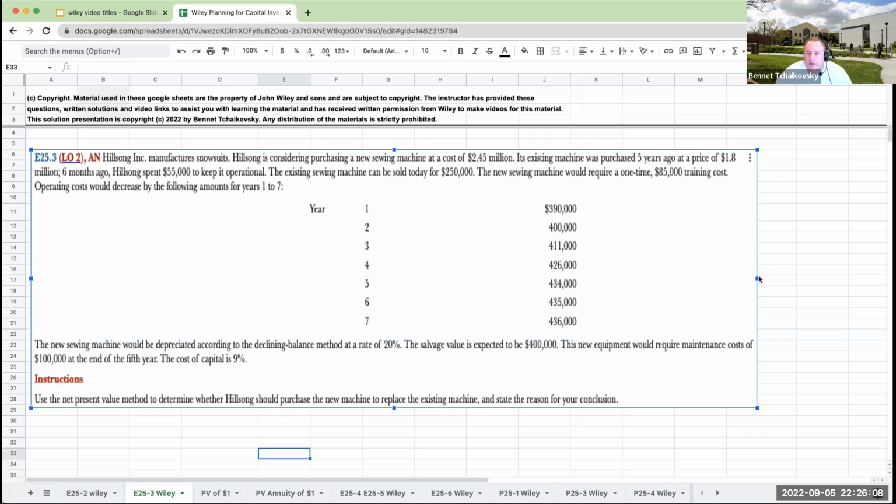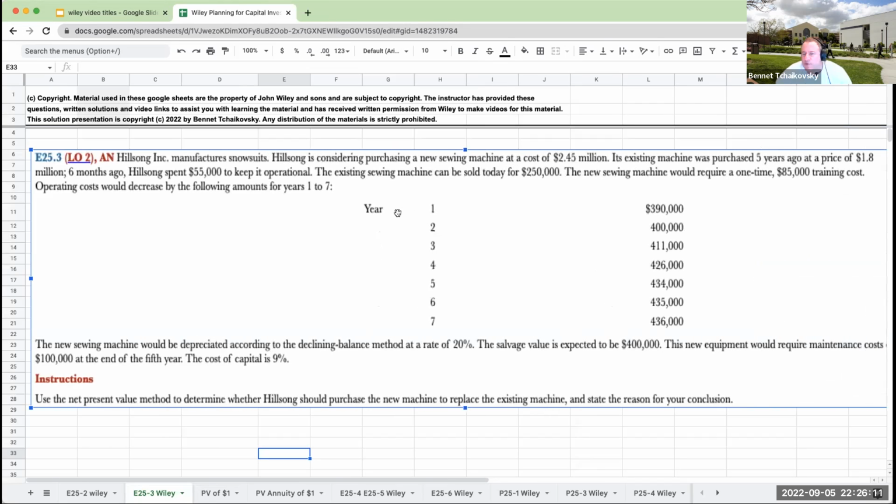Okay, so right over here, we've got Hillsong is considering purchasing a new sewing machine for $2.45 million. Its existing machine was purchased 5 years ago at a price of $1.8 million. 6 months ago, they spent $55,000 to keep it operational. The existing sewing machine can be sold today for $250,000. The new sewing machine would require a one-time $85,000 training cost.